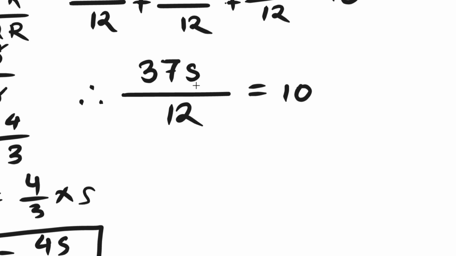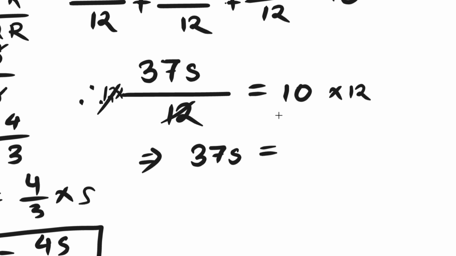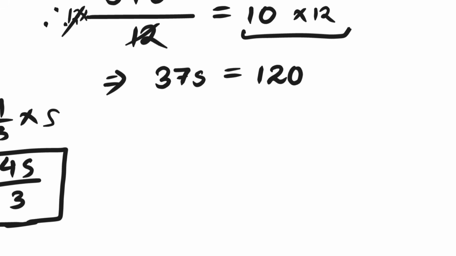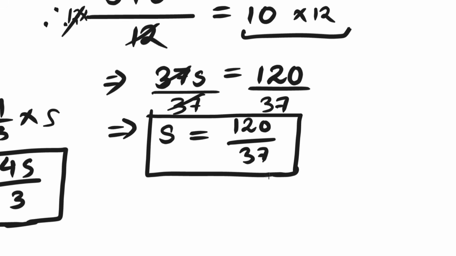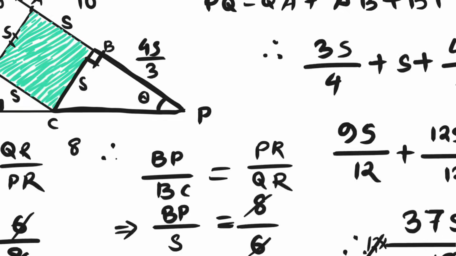To solve for S, we remove the denominator by multiplying both sides by 12. On the left, the 12 cancels with the denominator, leaving 37S. On the right, 10 multiplied by 12 equals 120. So we now have 37S equals 120. Finally, divide both sides by 37. That gives us S equals 120 divided by 37. Excellent. We have successfully found the side length of the square.